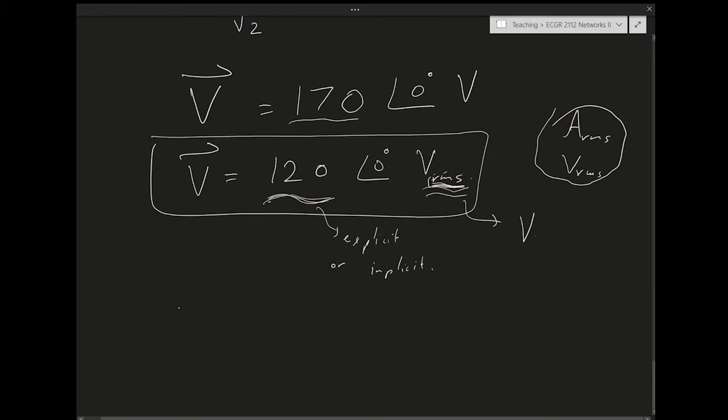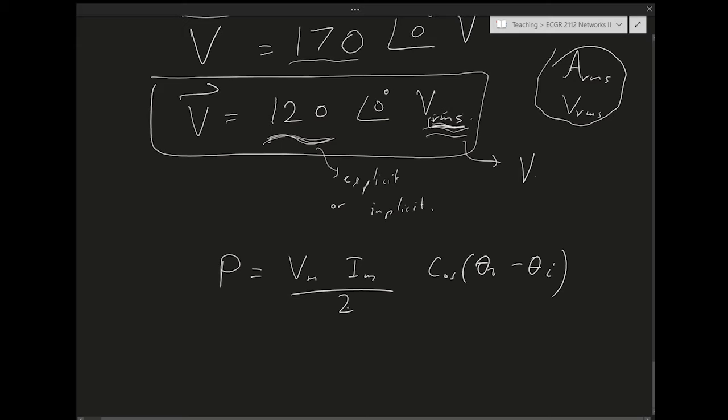Okay. Now, with this concept of the RMS value, let's revisit the formula for the power. So the formula for the power is what? It's VM IM over 2 cosine of theta V minus theta I. And we said VRMS equals VM over square root of 2. What does that mean? That means that VM, the magnitude, equals square root of 2 VRMS. And same deal, IM is going to equal square root of 2 IRMS.